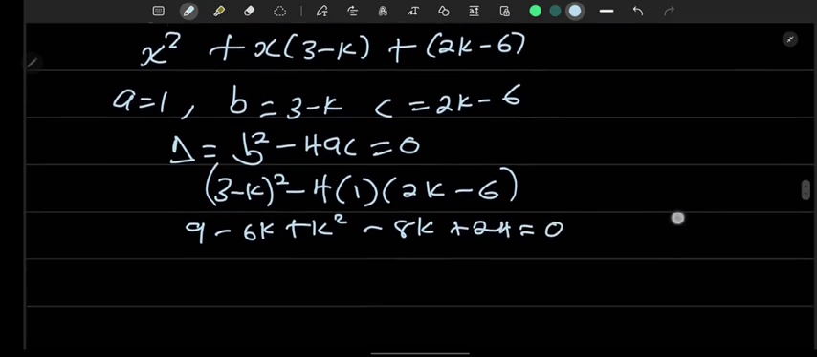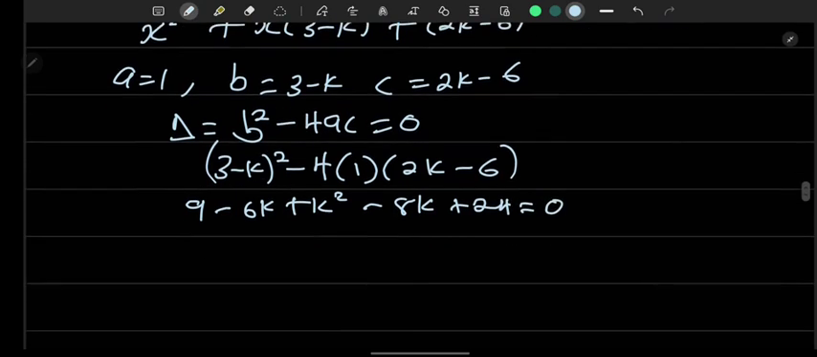Then when you expand this, you have 9 minus 6k plus k squared, then minus 8k, then plus 24 equals 0. Okay, so you rearrange this in terms of a quadratic equation so that you have k squared minus 14k plus 9 plus 24, that will give us, I think, 33.